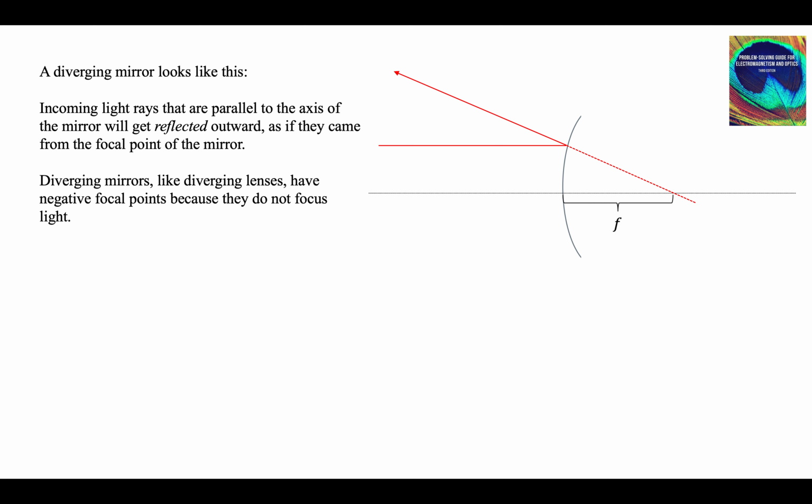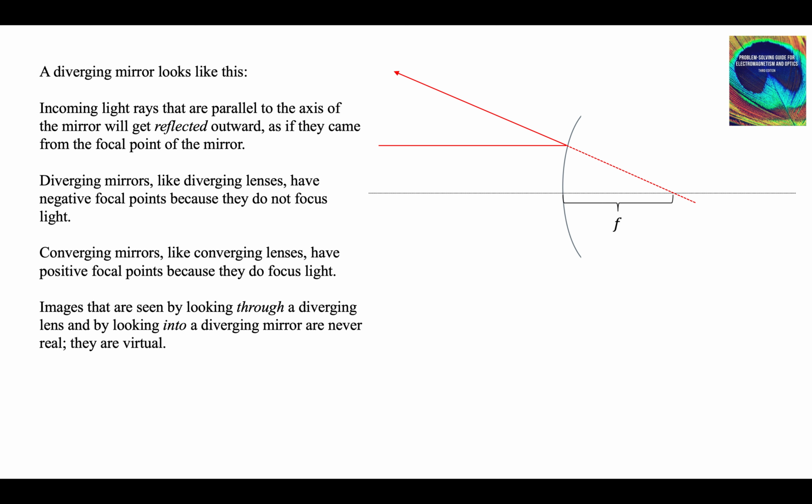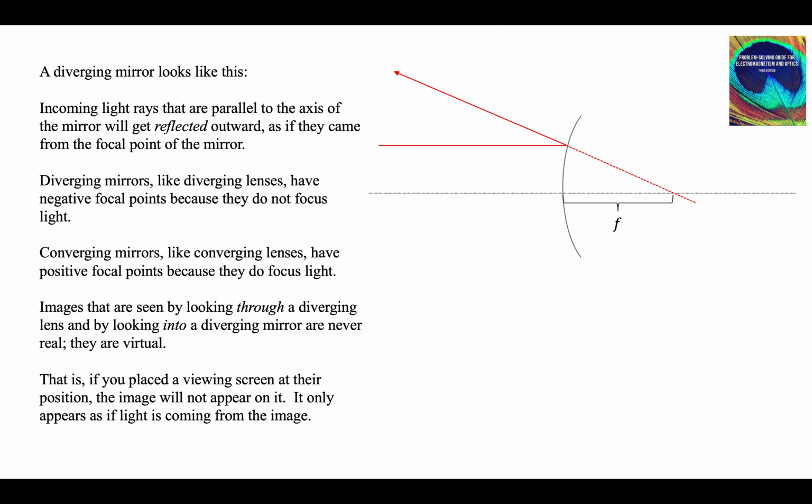Diverging mirrors, like diverging lenses, have negative focal lengths. They don't focus the light. Converging mirrors, like converging lenses, have positive focal lengths because they do focus the light. So images that are seen through a diverging lens and by looking into a diverging mirror are never real. They're virtual. There's no image behind here. It's dark behind the mirror. If you placed a viewing screen here, an image would not be there. If you look at yourself in a flat mirror, there's no image there. You can see the image, but if you go behind the mirror and put a screen there, there's no light there.